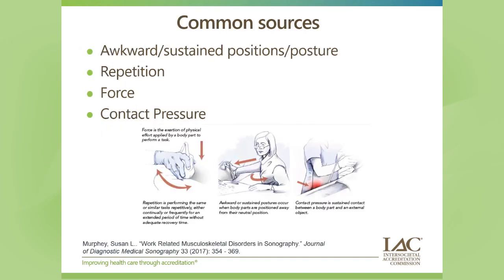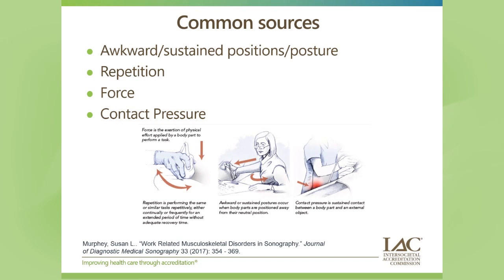So what are some of our common sources? Well, we've already talked about some of these, but those awkward or sustained positions and postures are certainly it. Of course, repetition is a common source, and that's getting to some of those components we talked about with hand movements and reaching for things, trying to minimize that repetition. How much force is required or not? How much force are you trying to minimize? For those of you who work with pediatrics, using our body to ensure we're not applying too much force.